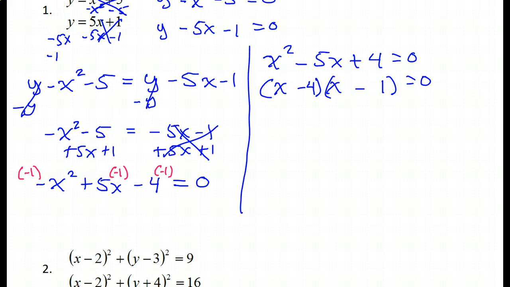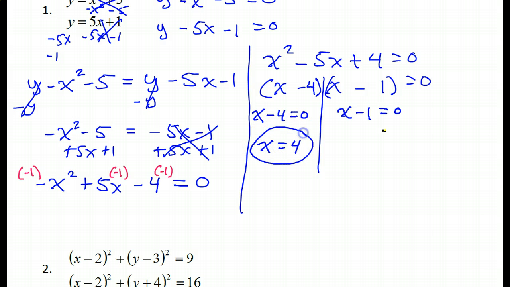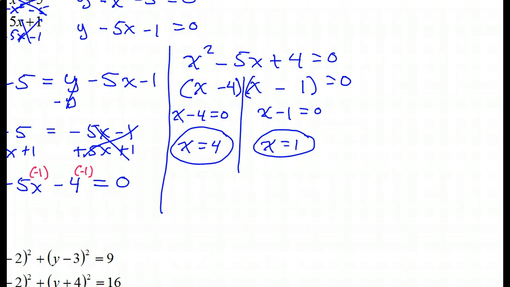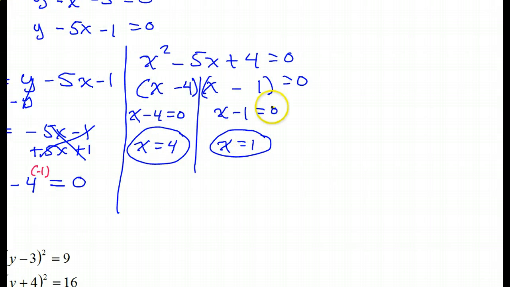Now to get the actual solutions, I need to set these factors equal to 0. Okay, so x minus 4 equals 0, and x minus 1 equals 0. All right, that's going to give us x equals 4, and this is going to give us x equals 1. Okay, now this is not your final answer. These are the x's, but we still need to find the y's that go with them.